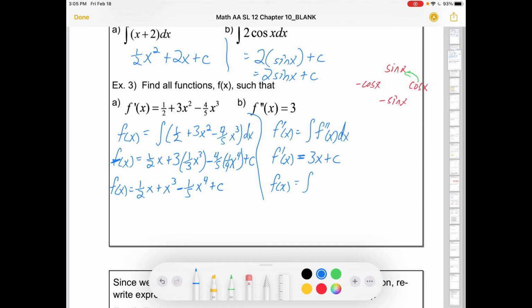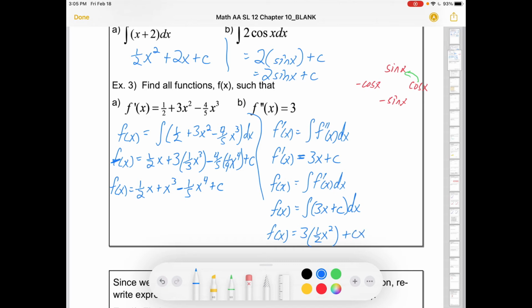Well, let's take the indefinite integral of the first derivative, which we now know. So f of x will be the indefinite integral of 3x plus c dx. And I actually do it. So when I actually perform the integration, or the antidifferentiation, that's when I drop the dx. So power goes up by 1, flip of the new power in front. The c, well, is going to turn into cx.